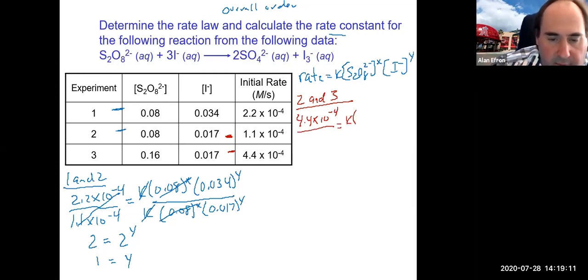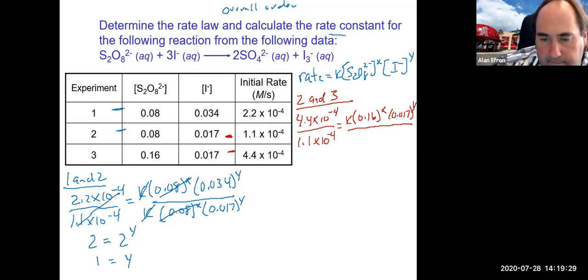And again, we got 0.16 in this case, and 0.017. Again, everything on top is from entry number 3, and everything on the bottom here is from entry number 2. So when we do this, that's going to give us a 4.